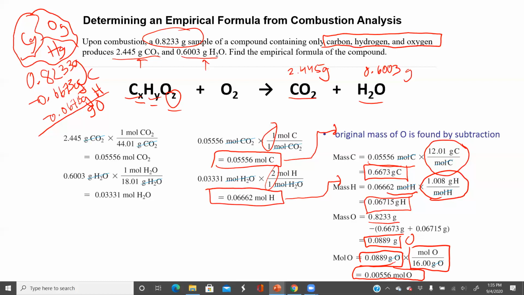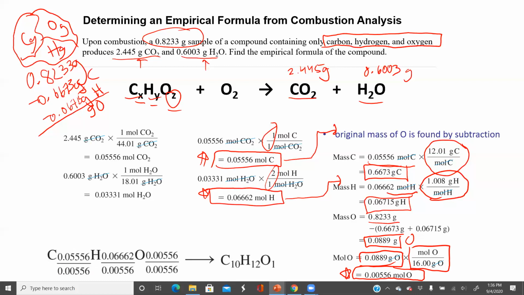So now I have the moles of oxygen, I have the moles of carbon, and I have the moles of hydrogen. I can now go back to my mole ratios. So I have all the moles. I pick the smallest number and divide every single one by the smallest number. The smallest number was the moles of oxygen. So I divide all of the numbers by the moles of oxygen, and I end up getting a ratio of 10 to 12 to 1. And because these are all integers, I don't need to multiply it by any number like I did in the previous problem. So I'm done. I can just keep this as my final answer, and that would be the empirical formula for this fuel source.